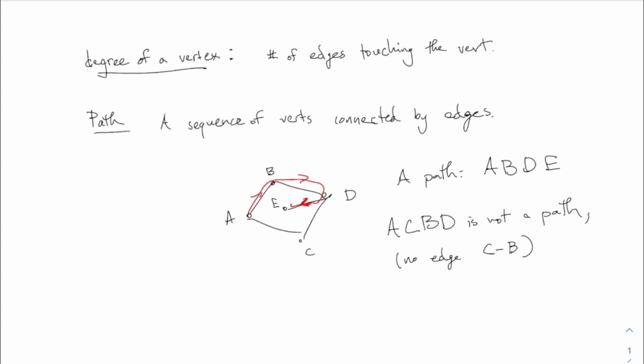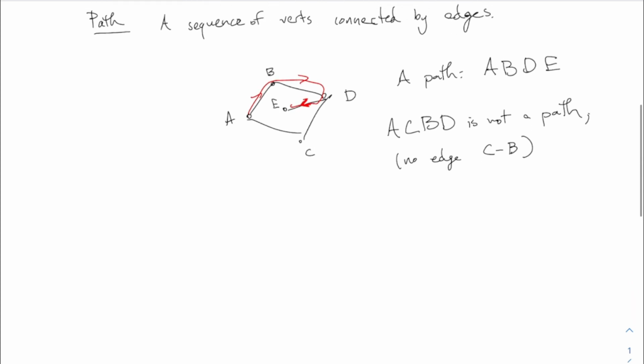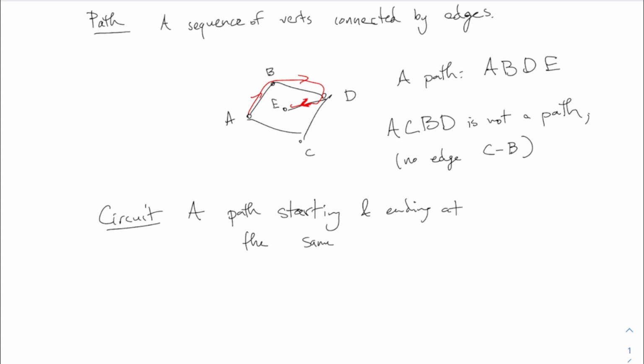There's a special word for a path which begins and ends at the same point. You could call that a loop. It starts somewhere, it goes around, and then comes back to where it started. That's called a circuit. So a circuit is a path starting and ending at the same point. Shall I say the same vertex, just to use a fancy word. All right, that's called a circuit.